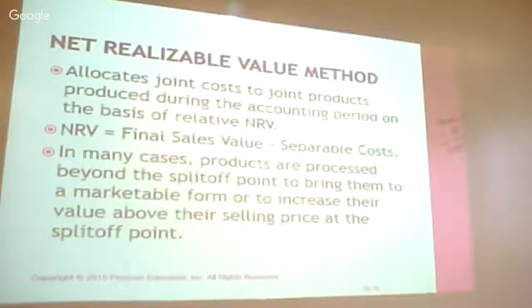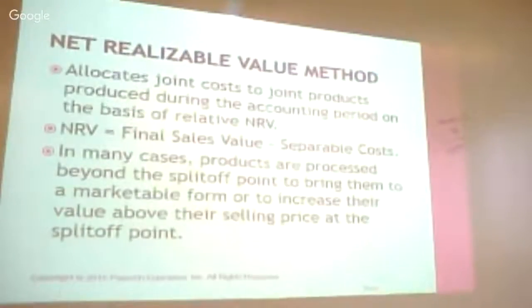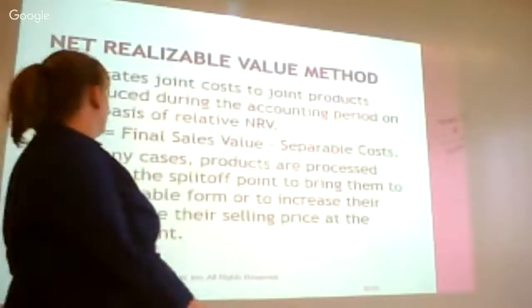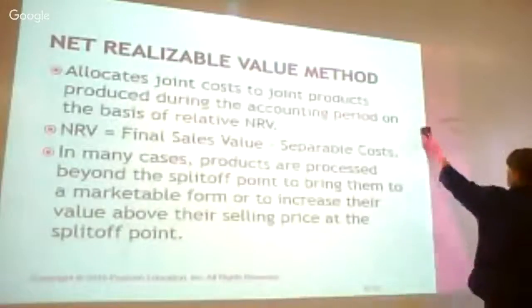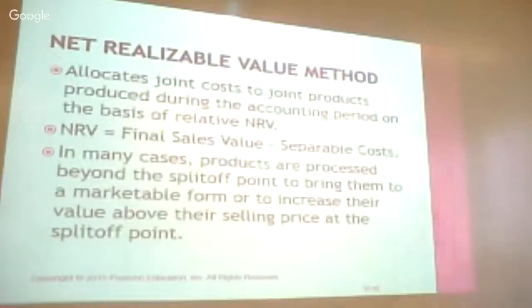Net realizable value method. It allocates joint costs to joint products produced during the accounting period on the basis of relative net realizable value. The NRV equals sales, the final sales value minus separable costs. In many cases, products are processed beyond the split-off point to bring them to a marketable form or to increase their value above their selling price at the split-off point. So basically what that means is that we have the split-off point, and then we actually do things to both products that we split off.